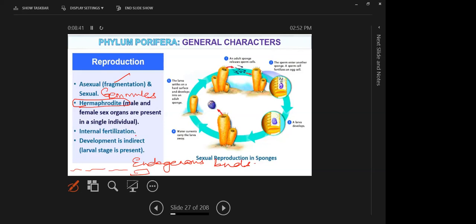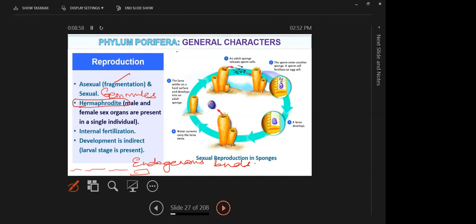So it's asexual and sexual, hermaphrodite. Male and female sex organs are present, with internal fertilization, and development is indirect. Indirect means a larval stage is formed, and then the development continues. Okay.